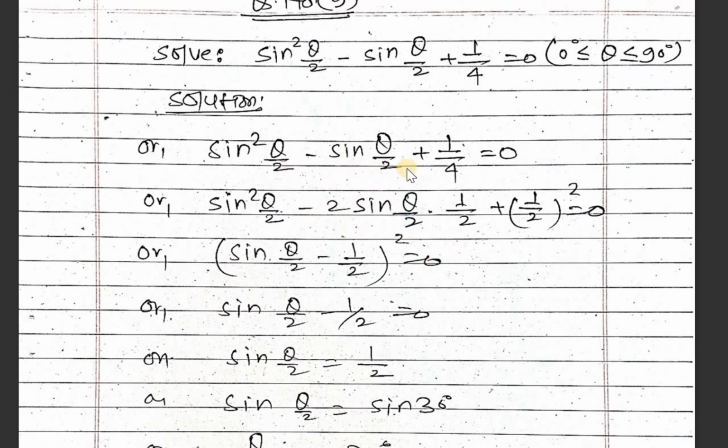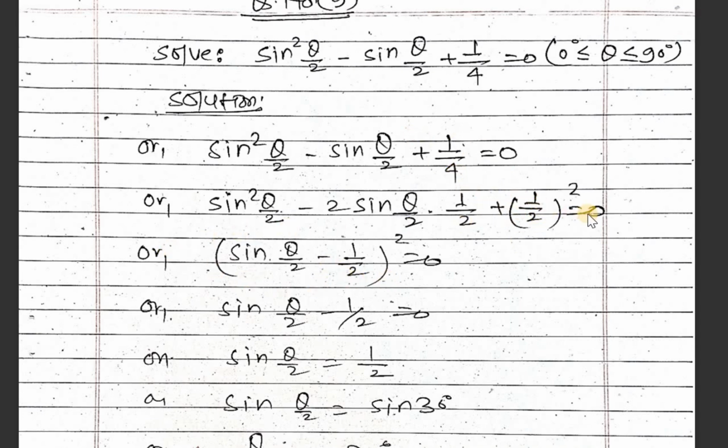We can simplify this equation such that it will be in the form (a minus b) whole squared. So sin squared theta by 2, minus 2 sin theta by 2 into 1 by 2, plus (1 by 2) whole squared equals 0. This and this cancel, so sin theta by 2 as it is, and this is 1 by 4, so (1 by 2) whole squared.